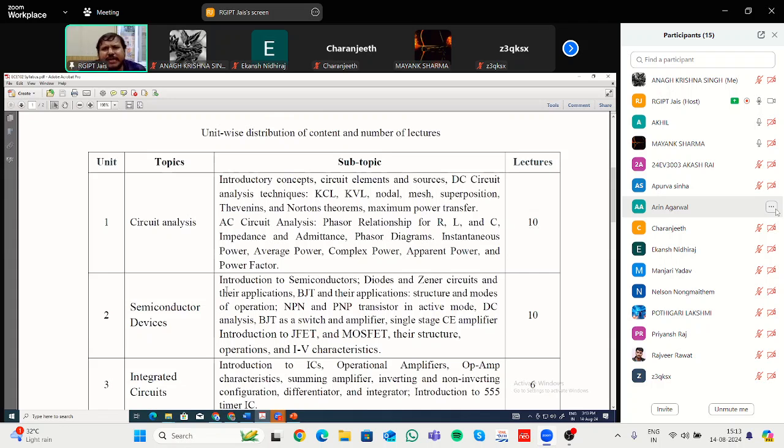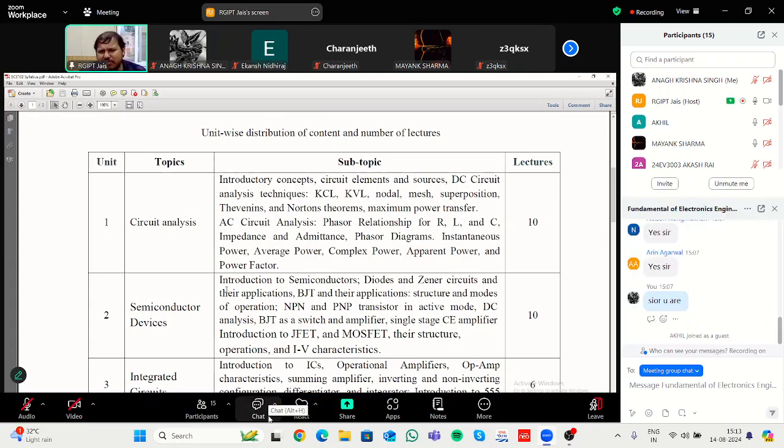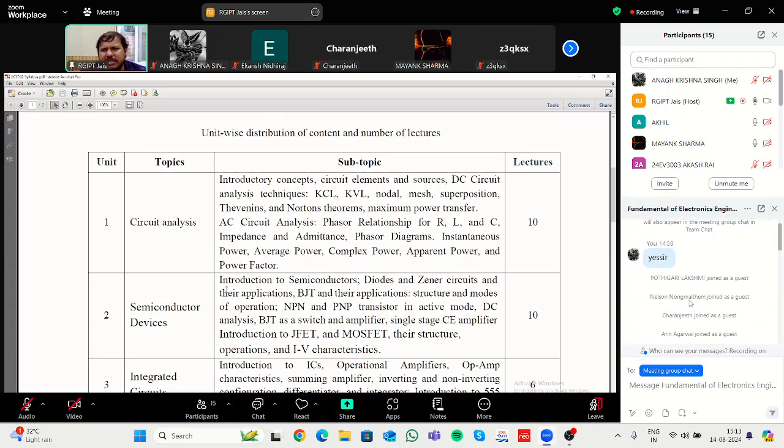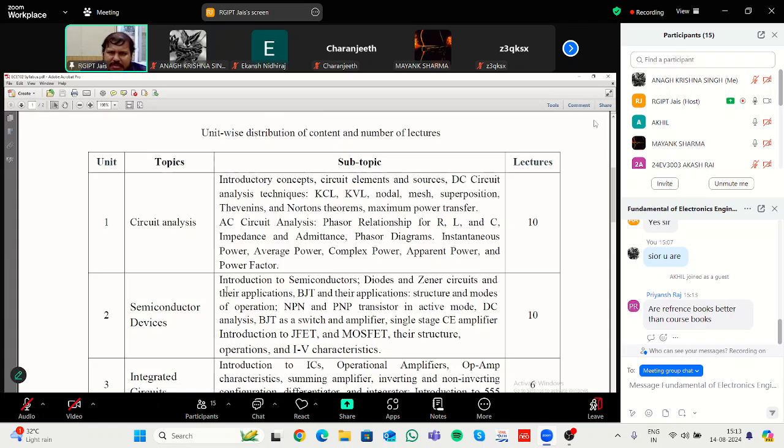About the examination pattern: you will have a mid-sem in the month of October. I don't know, it may change because there are delays and such, but most probably in October you have to appear for your mid-semester exams. The mid-semester examination will be of 30 marks.